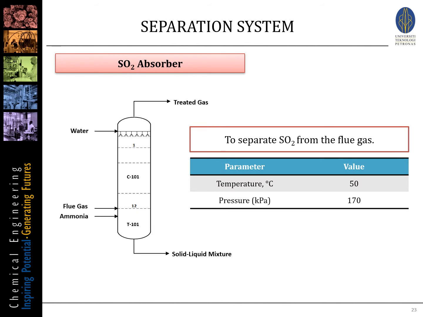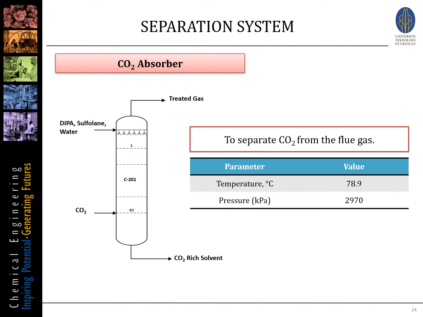So first we have the SO2 absorber, which is to separate the SO2 from the flue gas. The temperature for this column is 50 degrees C and pressure of 170 kPa. And here we have the CO2 absorber, which is to separate the CO2 from the flue gas. The temperature for this column is 78.9 degrees C and pressure of 2970 kPa.